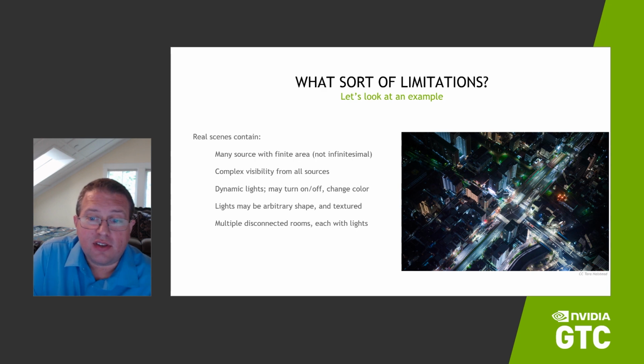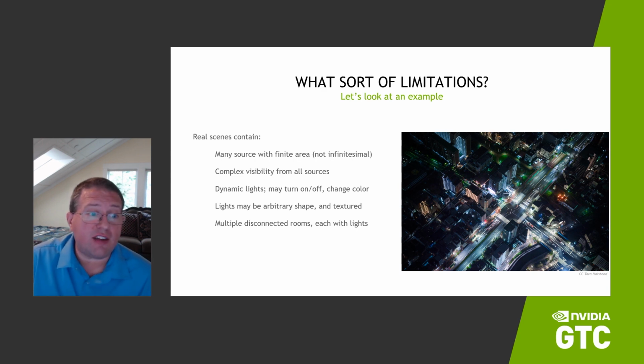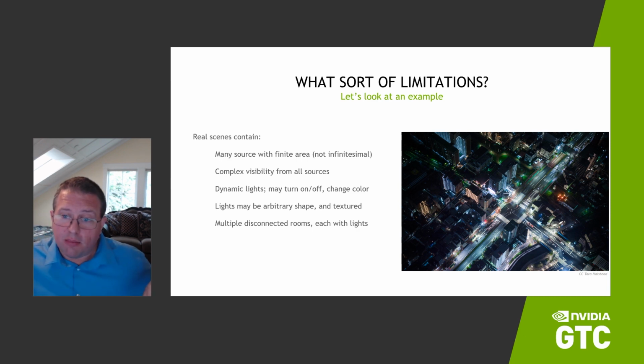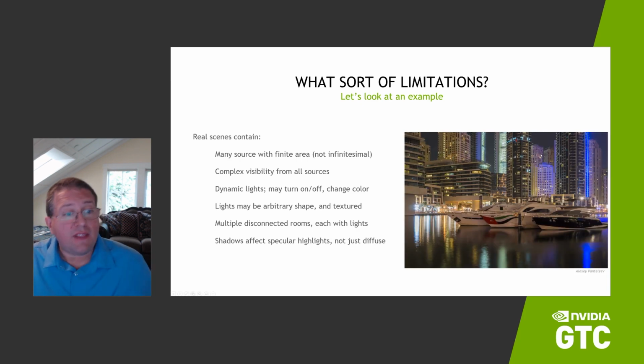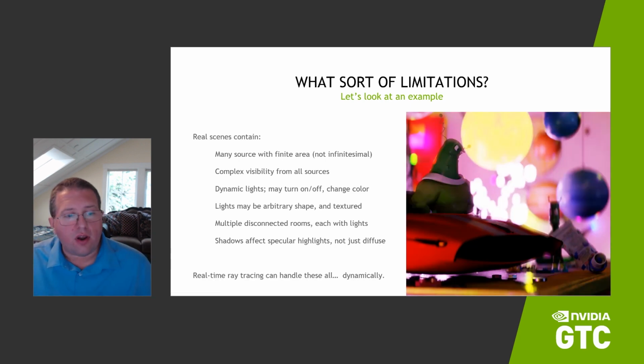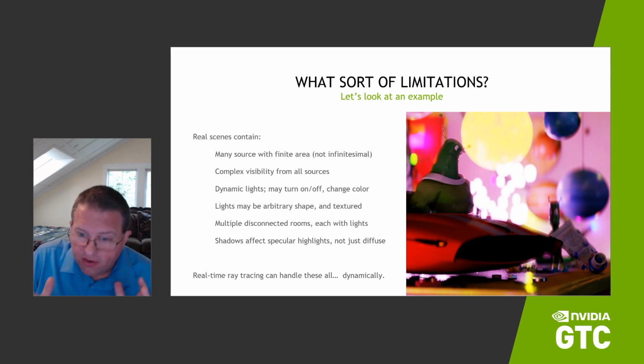You might have, in particularly game scenes, multiple disconnected rooms, each with their own sets of lights that are mutually invisible or potentially only partially visible between these two rooms, and that can be very difficult. And then the shadows affect not only your diffuse lighting, but also your specular lighting, as you can see here from the shadows of the boats off the water. And what we're trying to argue today is that real-time ray tracing can handle all of these dynamically in the very near future, perhaps even today.